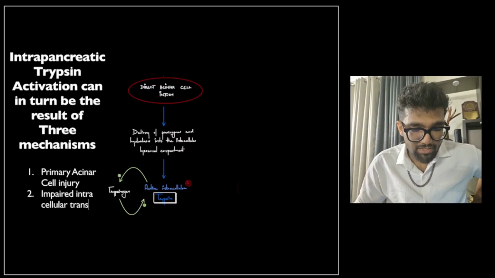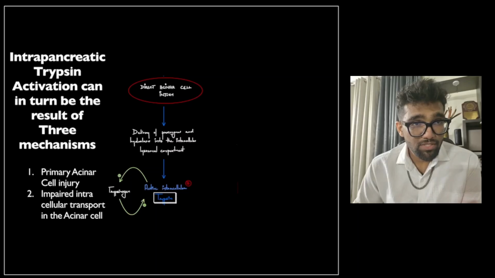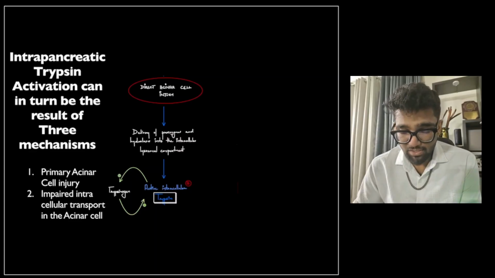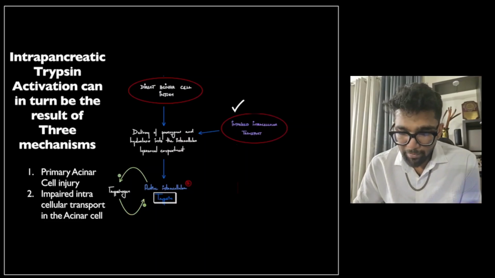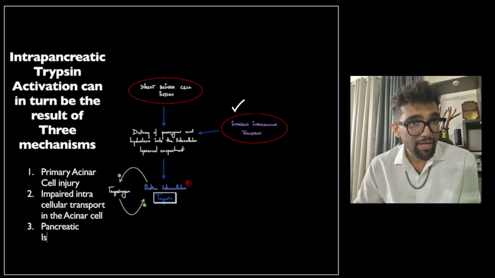Now, the second thing is that there may be impaired intracellular transport without significant acinar cell injury. That kind of intracellular transport defect would naturally result in abnormal fusion of lysosomes with these trypsinogen containing vesicles and abnormal trypsin activation. So this is the second mechanism, that is impaired intracellular transport. Now, the third mechanism is pancreatic ischemia.